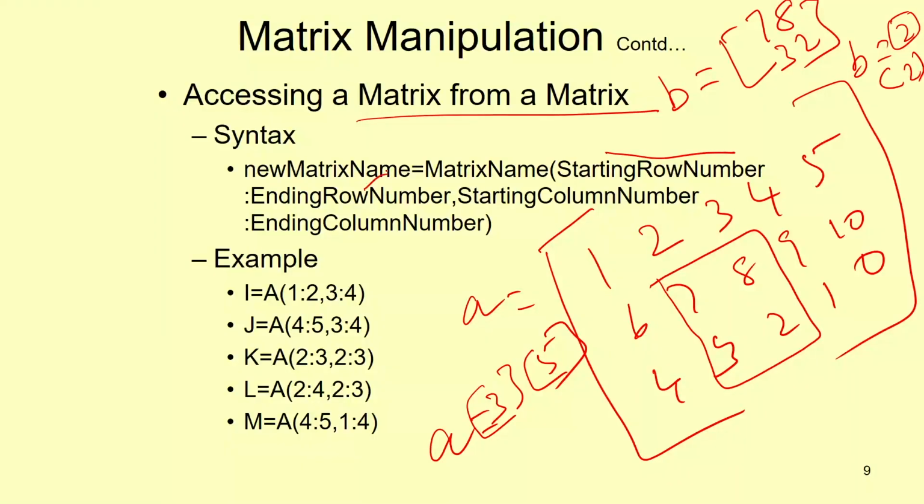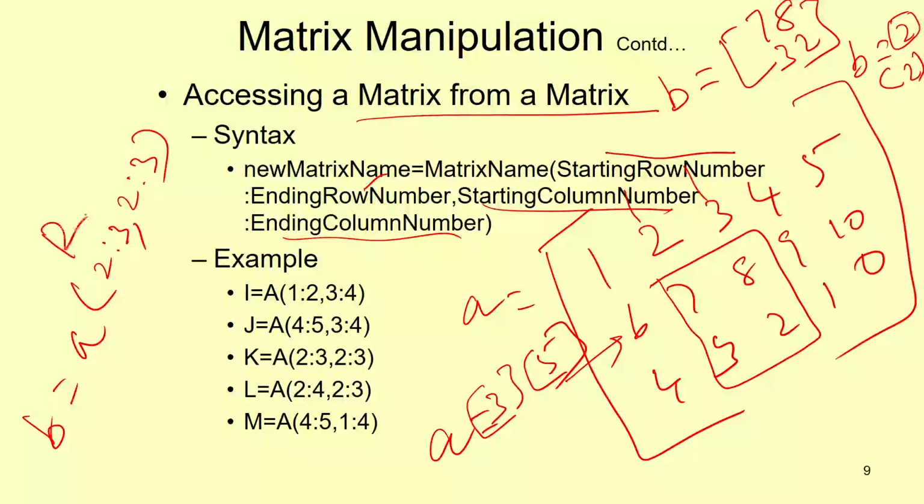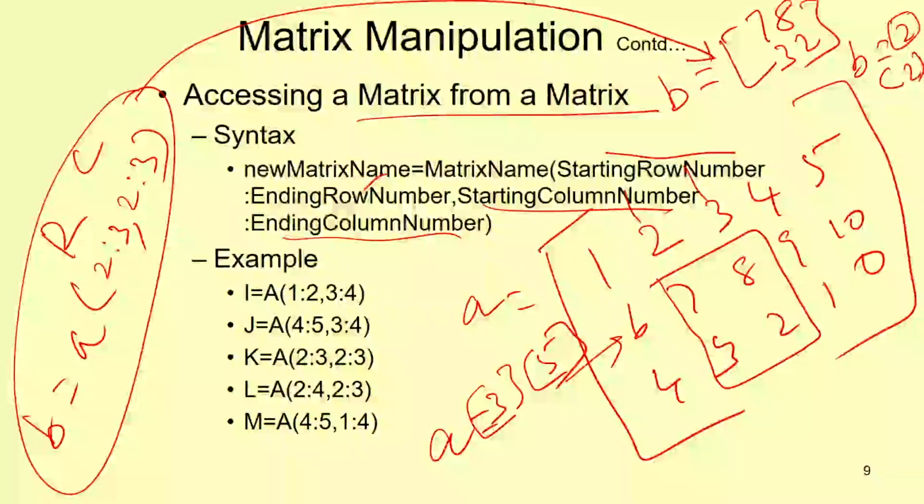This is what the presentation is all about. I want to create a new matrix from an already existing matrix. Imagine the existing matrix is very big, and from that big matrix I want to access a small portion. For that I need to know the starting row number colon ending row number, comma, starting column number colon ending column number. So B is equal to A of 2:3 for the rows, and 2:3 for the columns. In the row side you have 2:3, in the column side also 2:3, and the resultant answer is this one.